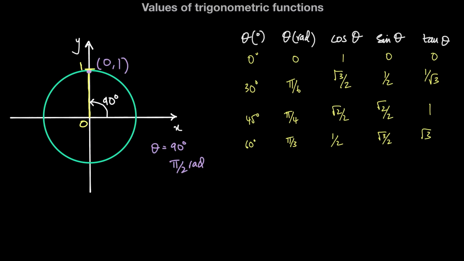So we can say that when theta is equal to 90 degrees, which is just pi over 2 radians, the cosine of theta is equal to 0 and the sine of theta is equal to 1.